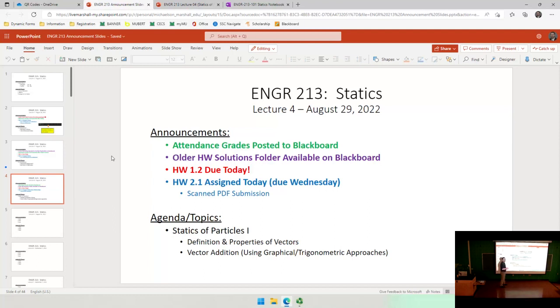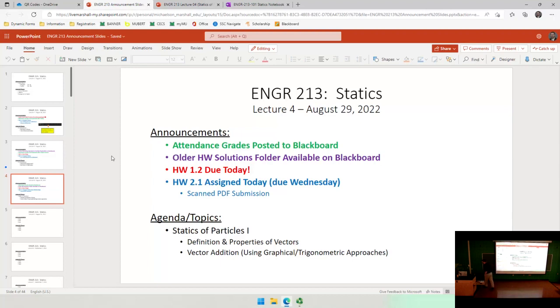I did post the attendance grades on Blackboard. They are there now, so you should see your attendance grade. So my goal, now that we've gotten through the first week, is to try and handle that a little bit more regularly. There's also a folder called Older Homework Solutions, and that folder will contain the homework solutions as we go. So right now, the only homework solution is homework 1.1, but the idea is that maybe by Wednesday, homework 1.2 is available.